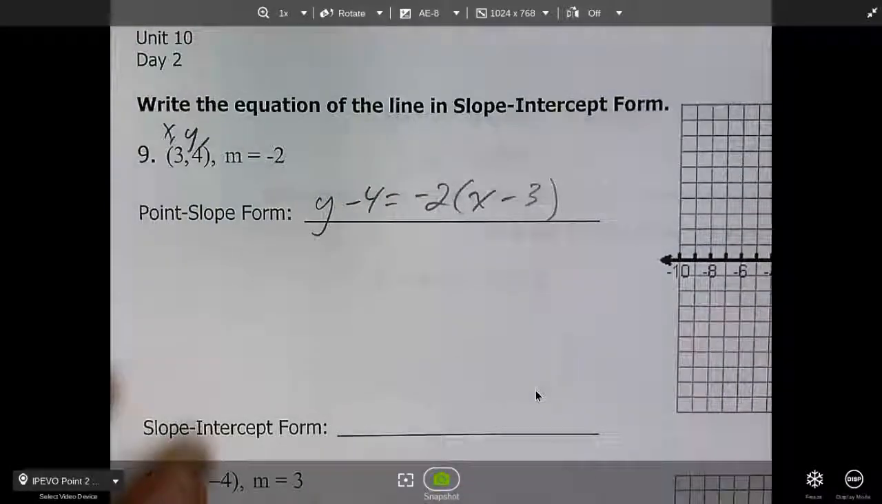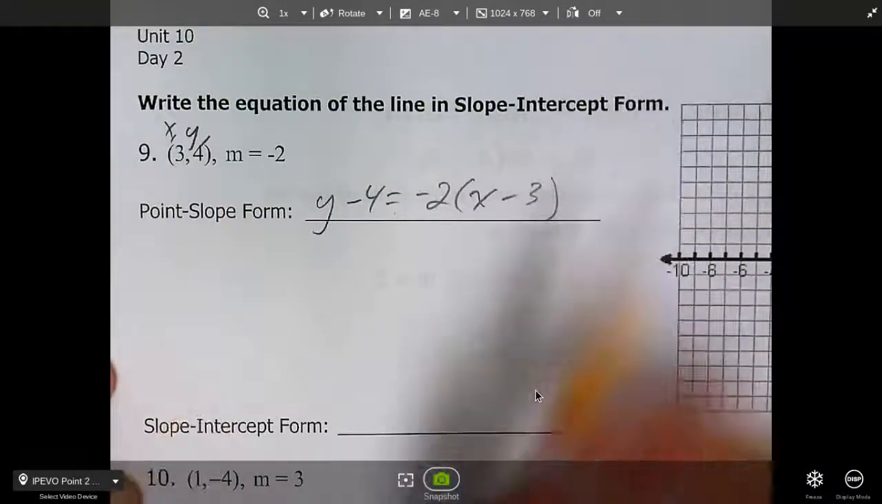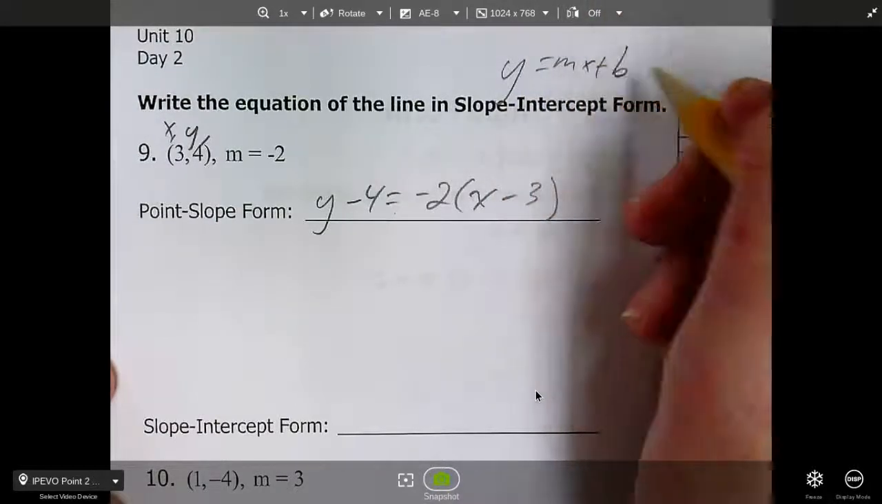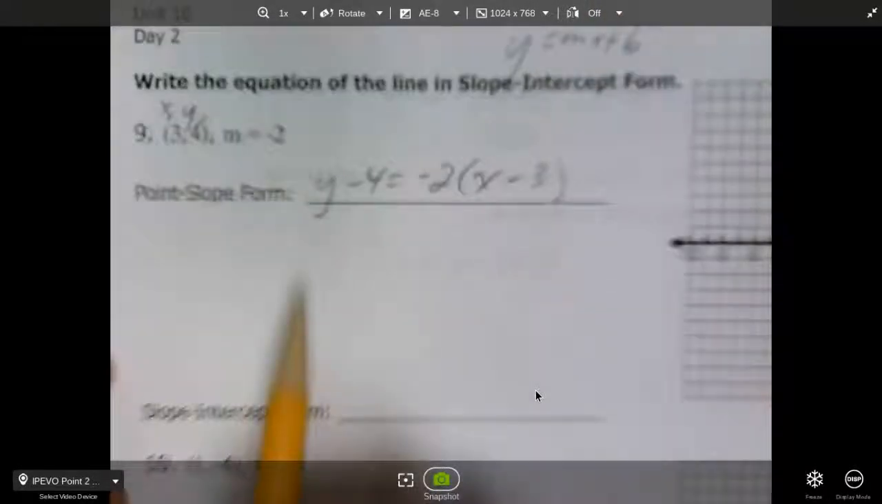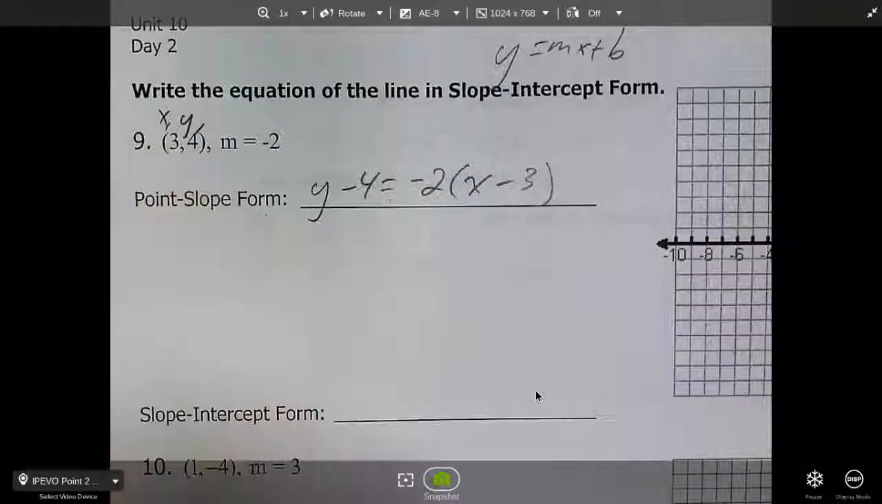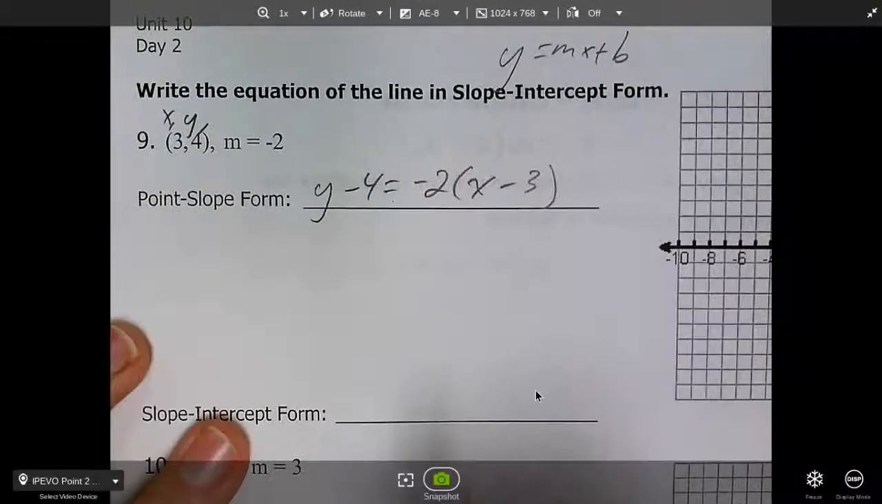Okay, now this is write it in slope-intercept form. That means our end result for all of these is going to be y equals mx plus b. This is not in y equals mx plus b form. Okay, there are two things we have to do to get it in that form. All right, two things we have to do.